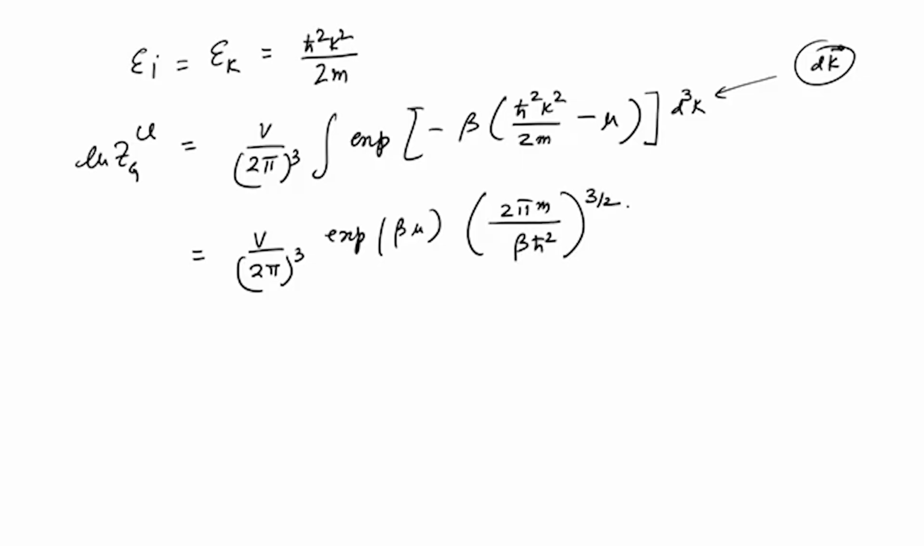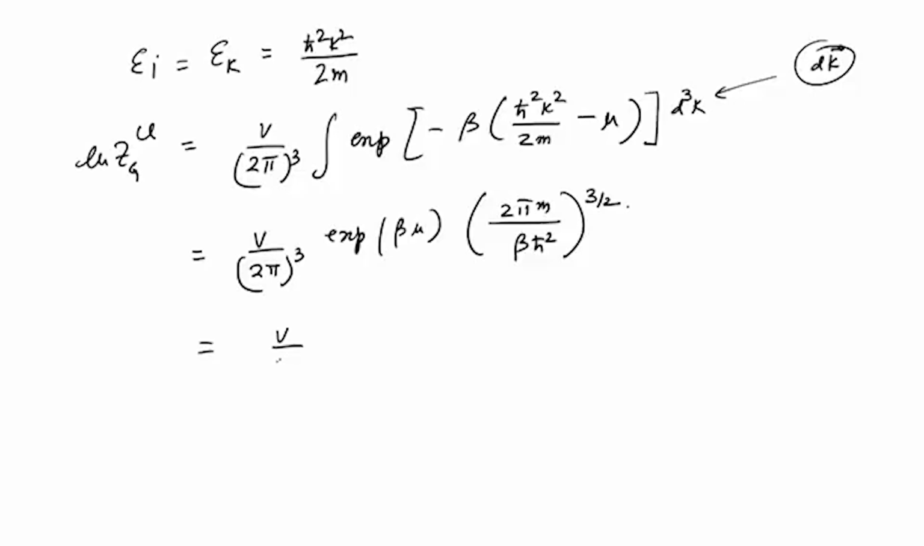And if you want, there are some other multiplicities, such as 2s plus 1 for the spin, that can be added, but they do not need to be here. So, we write this down as V over (2π)³ times zf times (2πm/βħ²)^(3/2). And so, for small zf, much smaller than 1, you get the log of Zg.